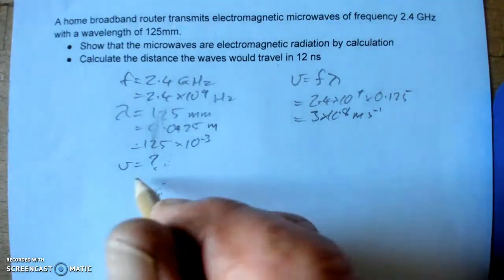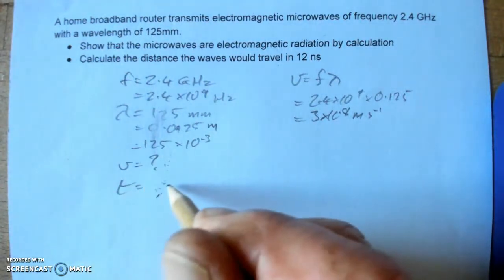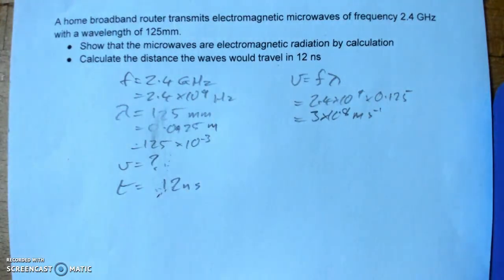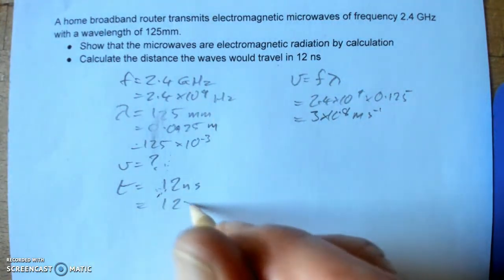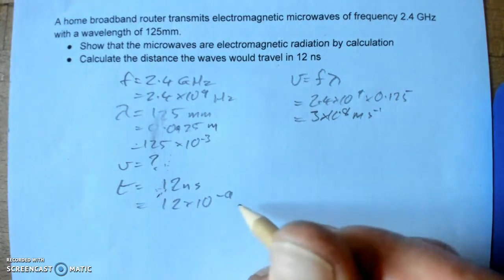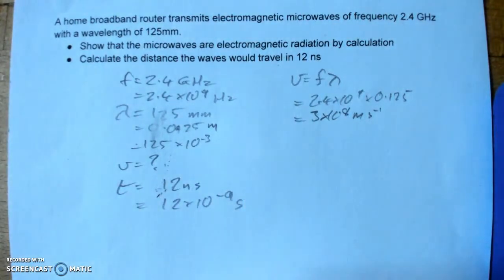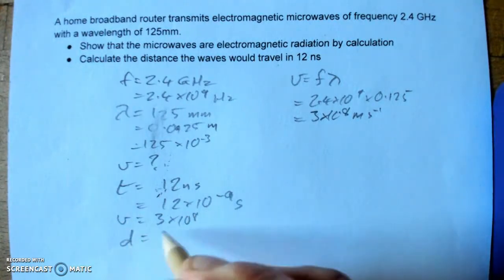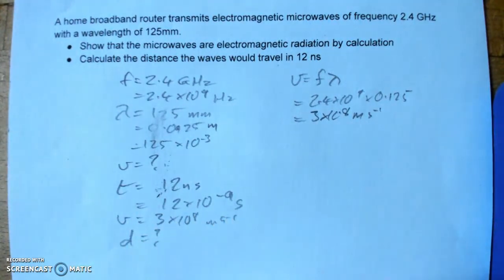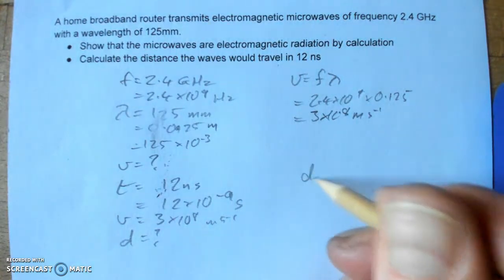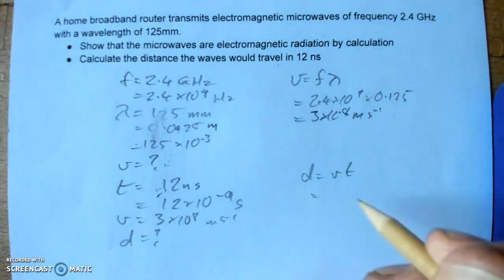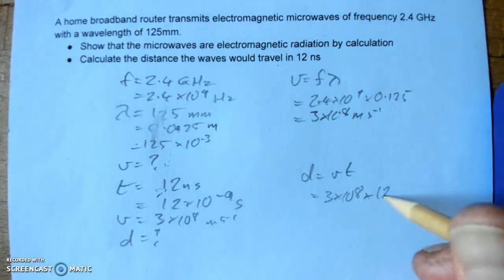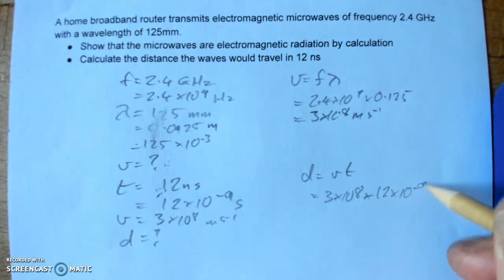So the second part, we're told that the time it takes to go the distance is 12 nanoseconds. So that is going to be 12 times 10 to the power minus 9 seconds. The speed is still 3 times 10 to the power 8. We're trying to get the distance, because that's in meters per second. So we're going to use distance equals speed times time: 3 times 10 to the power 8, times 12 times 10 to the power minus 9.